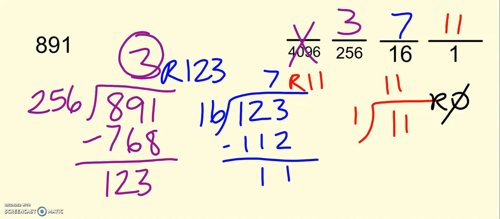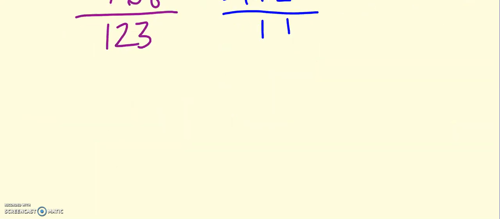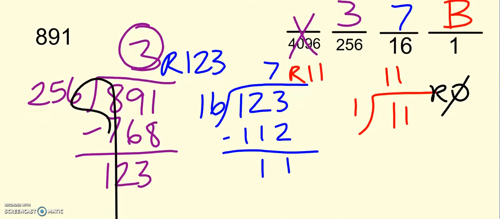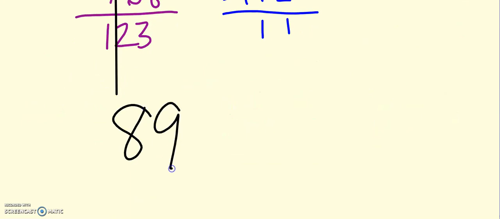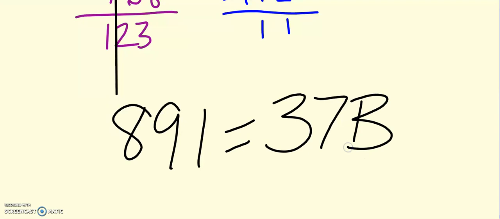Now, remember, with hexadecimal, anytime I have a 2-digit number like 10, 11, 12, 13, 14, or 15, I need to reassign it a letter value. So instead of having 11, we are now going to have the letter B. So 891 is equal to 37B in hexadecimal.